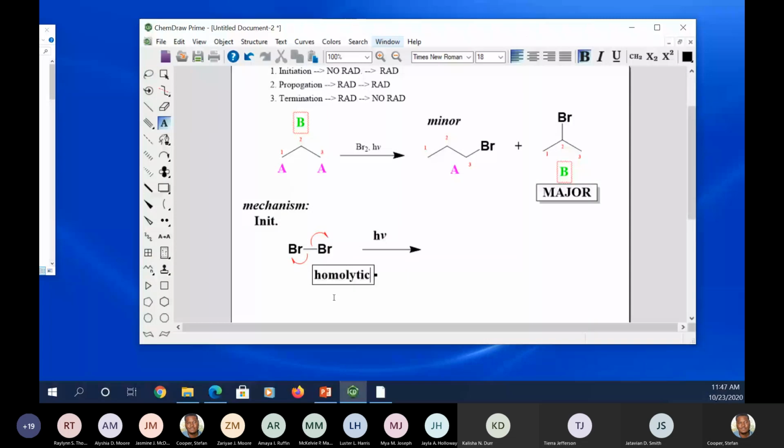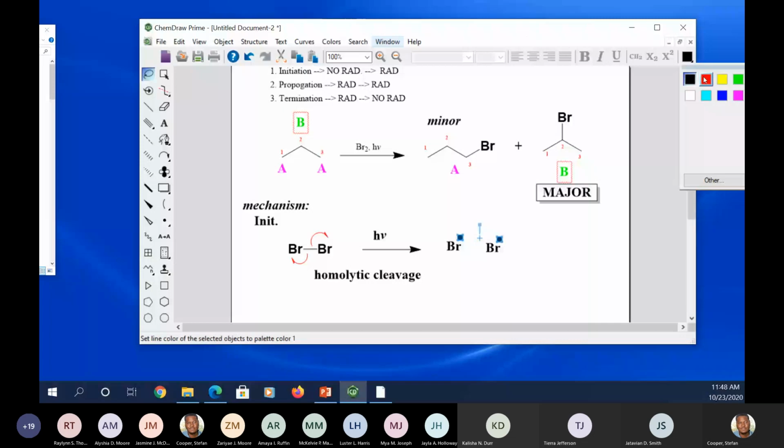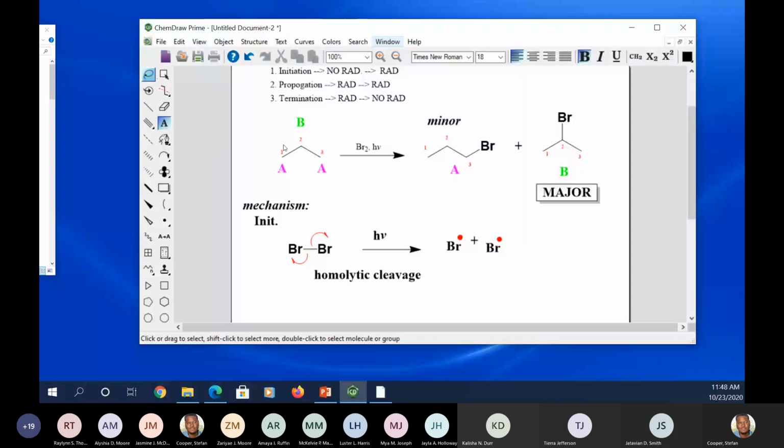So this is a homolytic cleavage. All right, and what happens when I do a homolytic cleavage? They become separated. Okay, good. You get 2 bromine radicals, right? Try to make these big enough so everyone can see. Okay, good. Any questions so far here on the first step?